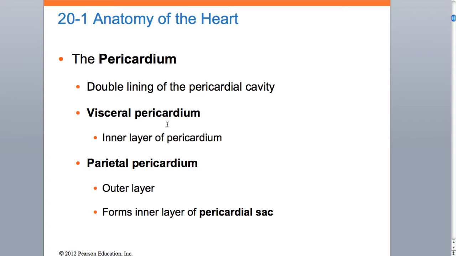Now, the tricky part of this is that even though we call it the inner layer of the pericardium, this visceral pericardium is actually also called epicardium. Okay, so let's make sure we're clear on this. Visceral pericardium is the inner side of the pouch, but it's also called epicardium because if we actually took the pouch off the heart, the outer lining of the heart would be called epicardium.